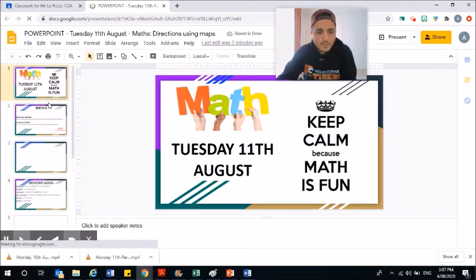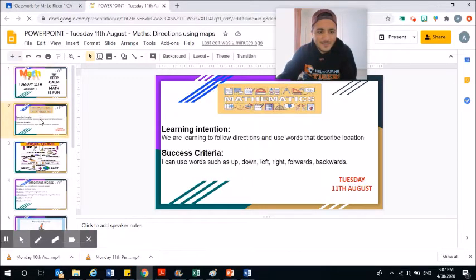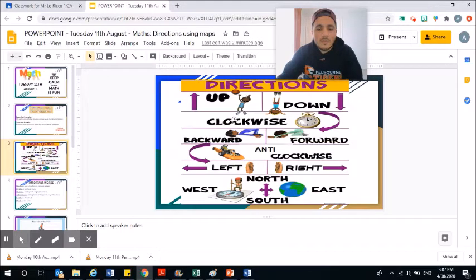So keep calm because maths is fun. Our learning intention today, we are learning to follow directions and use words that describe location. So to be successful, I can use words such as up, down, left, right, forwards, backwards, and maybe some other words too. Remember the poster from yesterday, which you can access in our classwork page too if you like, or you can just get it from the PowerPoint.